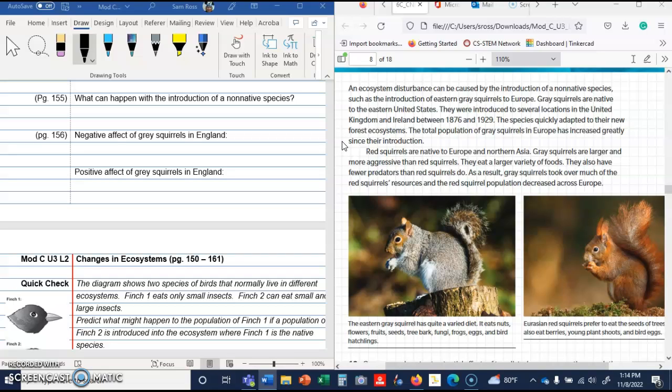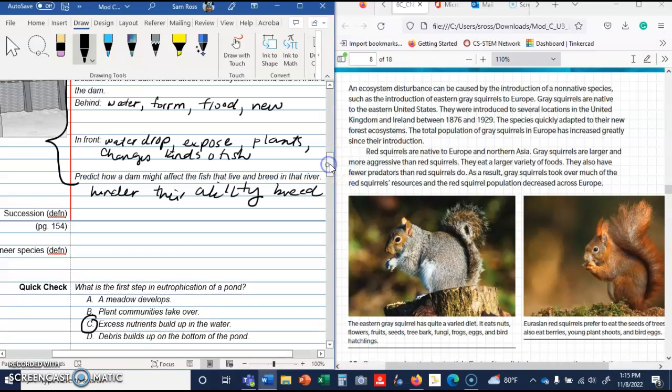What is a positive effect of the gray squirrels? They have very few predators. They eat a large variety of food. They're larger and more aggressive than red squirrels. So you could say they eat a larger variety of food, they have very few predators, and they're more aggressive than red squirrels. Those are all positives in the animal kingdom.